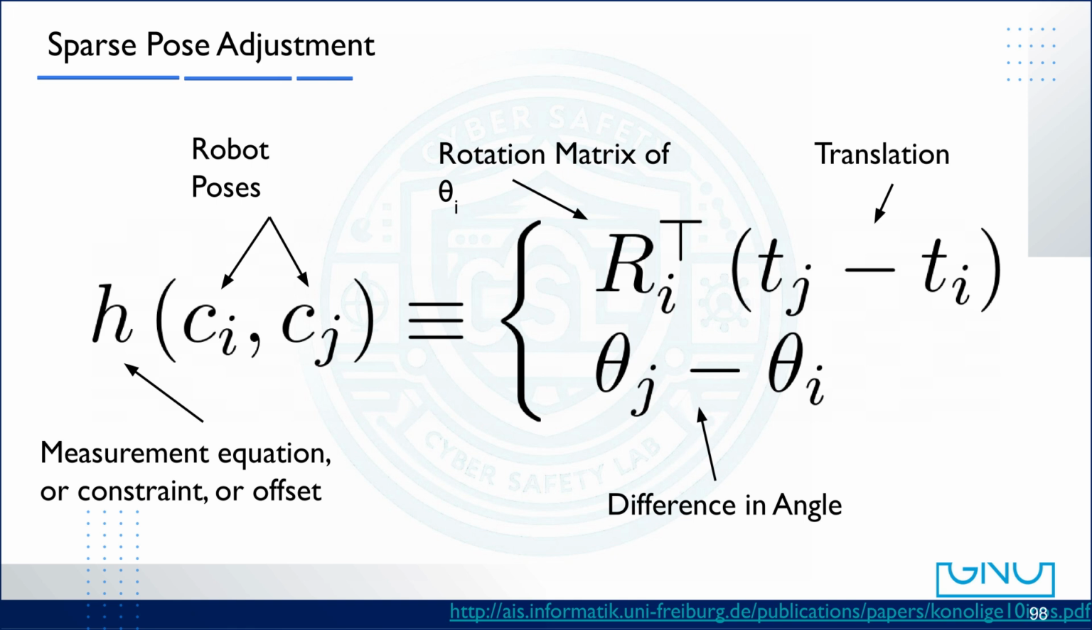Second is the translation component. This describes how pose j is positioned relative to pose i. To express this consistently, we subtract the positions and then rotate the displacement into the coordinate system of pose i. Together, these components form a compact mathematical description of how pose i and pose j are connected in terms of rotation and translation. This constraint becomes one of the building blocks used during pose graph optimization.